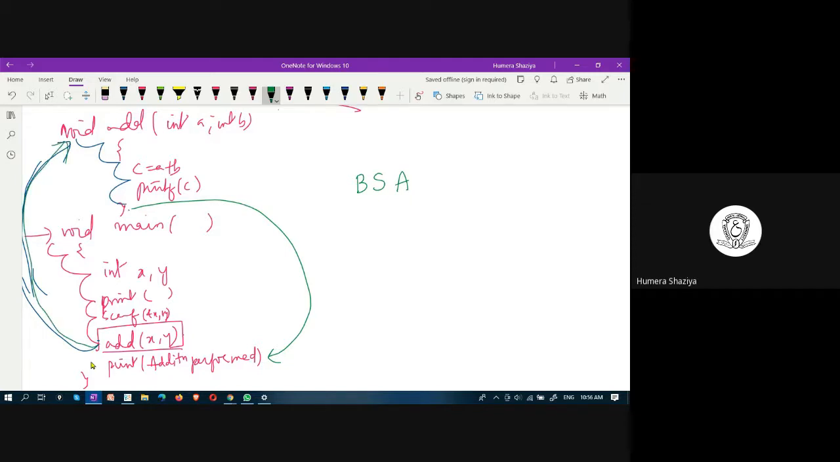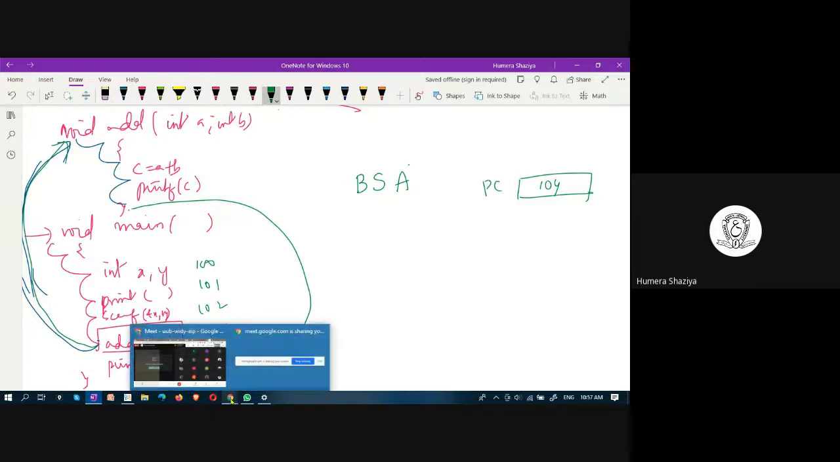Suppose these addresses are 100, 101, 102, 103, and this is 104. So in PC, what should you store after execution of this add? You should store the address of the next instruction, which is 104. So this is the return address. From here, it should return back to this address. Do you understand, students? Yes, ma'am. This is branch and save return address.